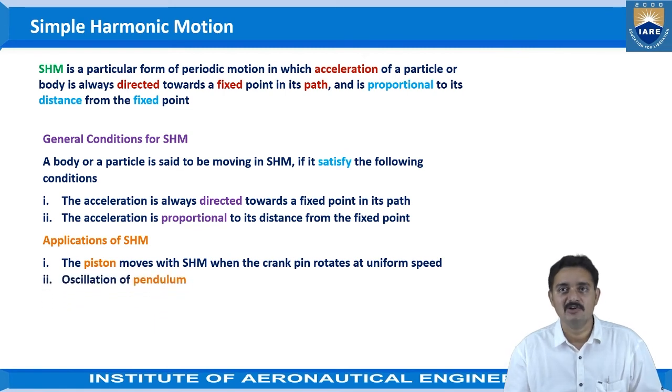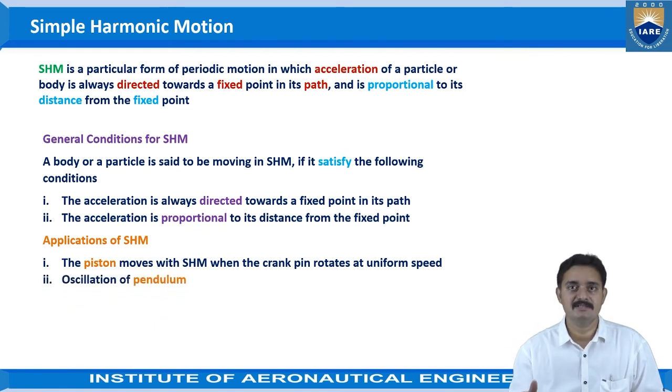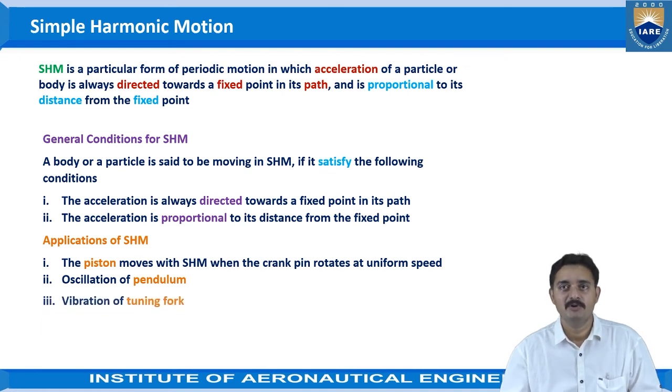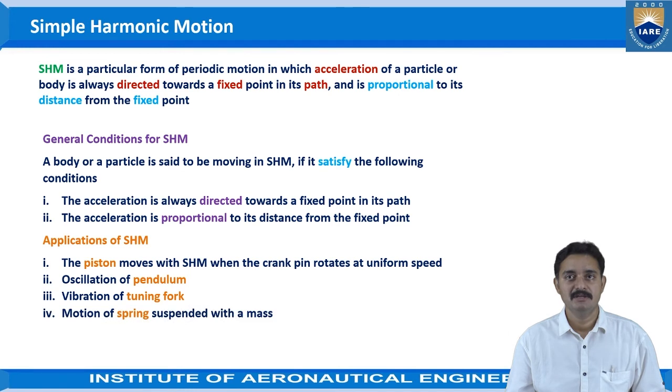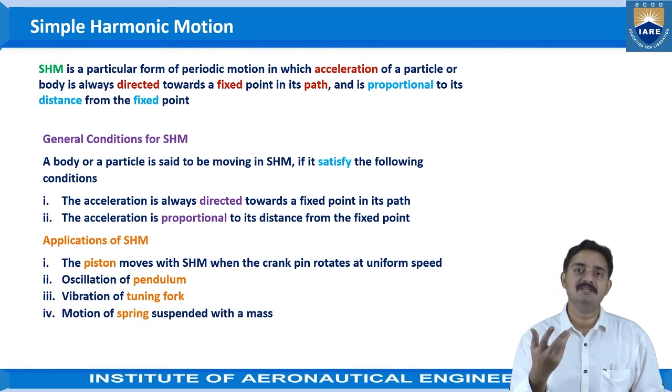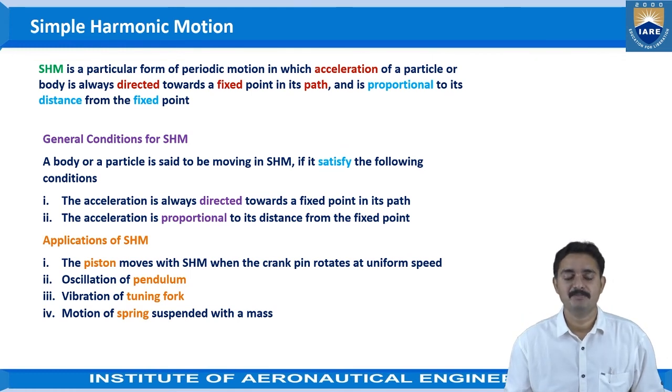The second one is the oscillation of a pendulum. As we have just seen in the example, the pendulum movement is an example of simple harmonic motion. Another application is the vibration of a tuning fork. You have already seen in many cases that the tuning fork vibrates. That vibration of the tuning fork is simple harmonic motion. Then the motion of a spring suspended with a mass. Okay, so let us say some spring is suspended with some mass attached to it, and the movement of the mass in a longitudinal fashion, where we have seen the free longitudinal vibration.